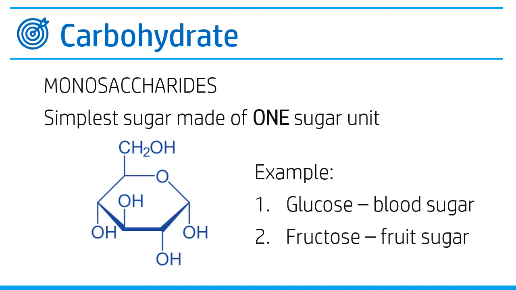Our cells use glucose, also known as blood sugar, as its primary energy source. When you eat, your digestive system will break the food down until glucose is free. Glucose is transferred to the blood and delivered all throughout your body, giving you the much needed energy.